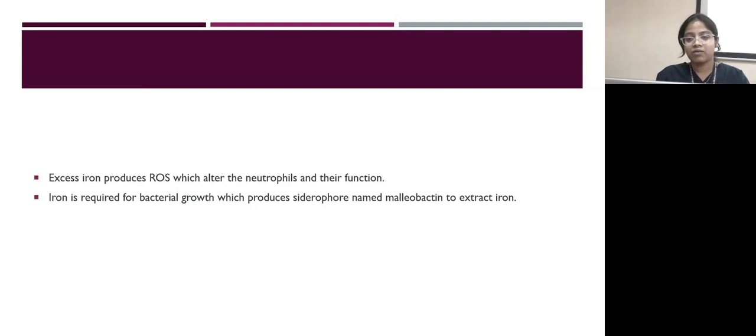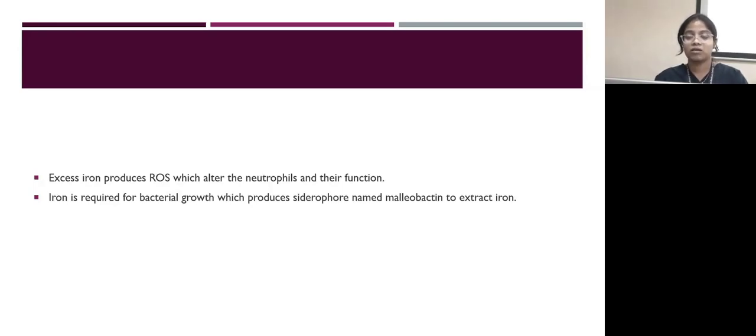So excess iron will cause production of reactive oxygen species, which will cause alteration in the neutrophils, which will therefore cause dysfunction of neutrophils. And once there is neutrophilic dysfunction, the immunity would be less. There will be increased risk for amyloidosis. And also, iron is important for bacterial growth.